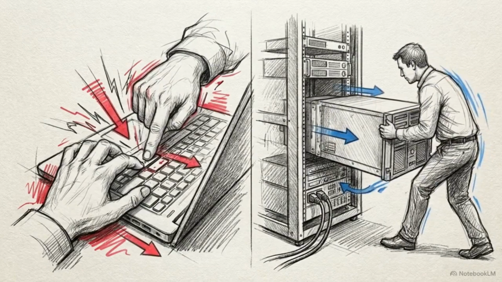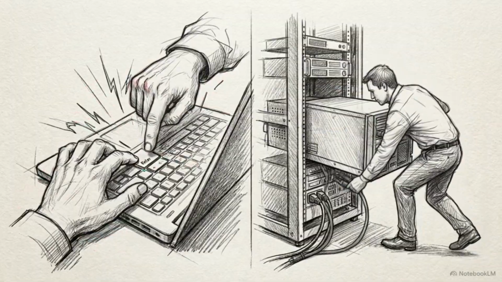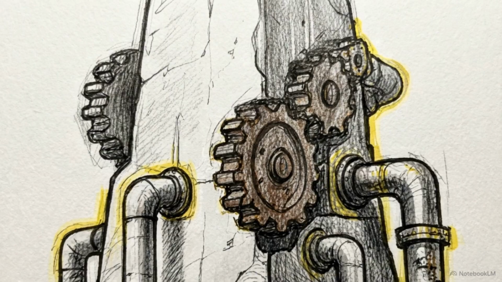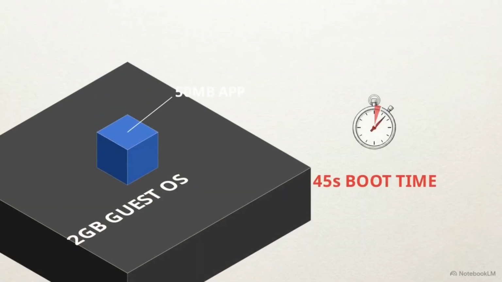When you execute a deployment today, the application is live in a fraction of a second. Compare that to the alternative we relied on for a decade, the virtual machine. To isolate a 50-megabyte application, a virtual machine requires you to boot an entire redundant 2-gigabyte guest operating system. You pay a 45-second startup penalty just to give your code a place to run.